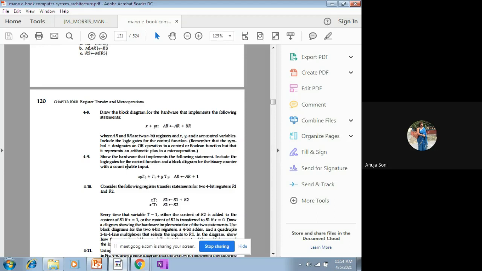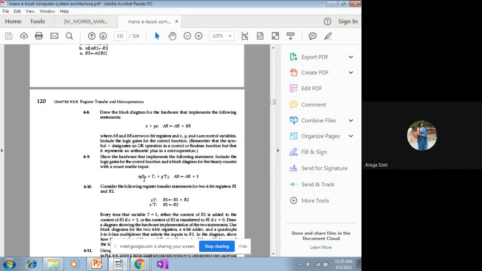Show the hardware that implements the following statement, including the logic gates for the control function and a block diagram for the binary counter with the count enable input. Again, you have to show this register transfer statement, and you have to show the logic circuit diagram for this control function, and how many gates it basically consists of.